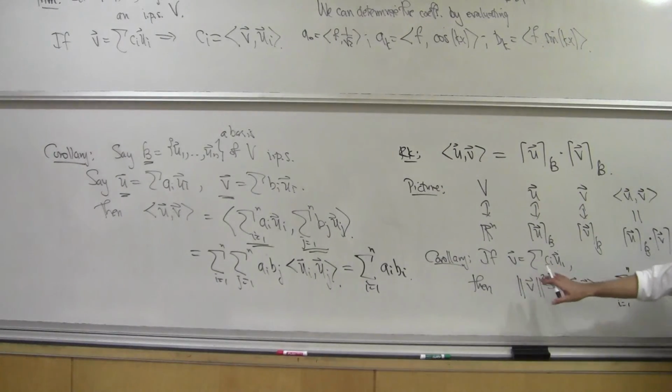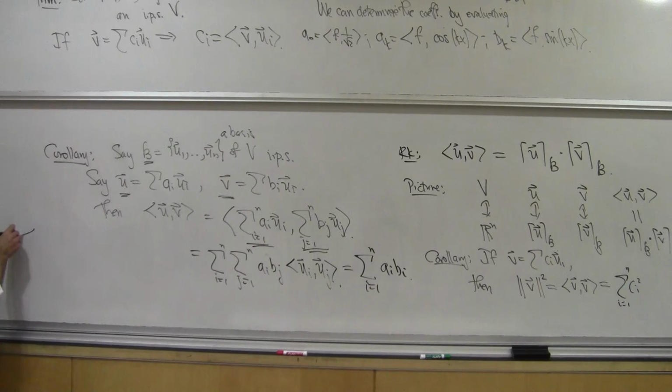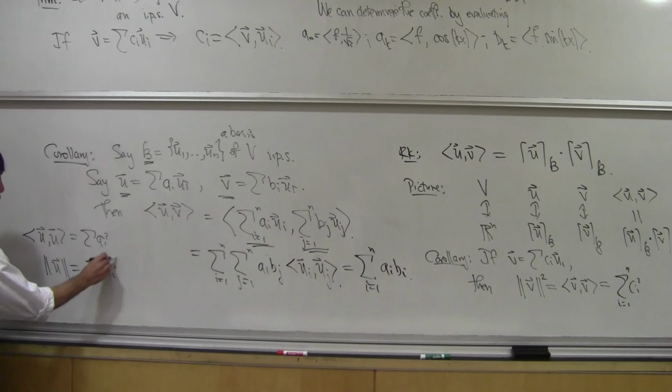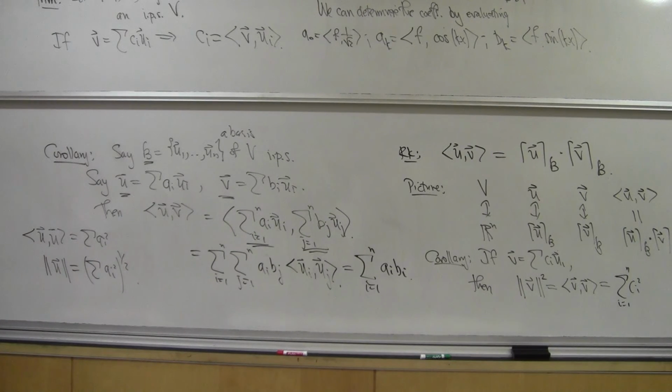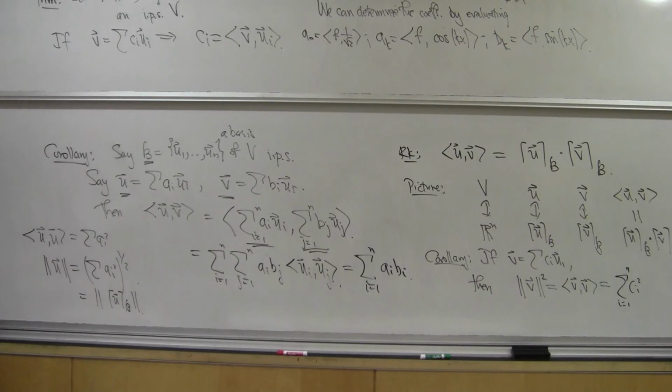Okay, so this last thing is just the same thing as before. It says, look, what if we take them to be the same? If we take u and u against each other, we're just going to get summation ai squared. But that tells us that the norm, which is the square root of that, is the summation of ai squared to the 1/2, which is the magnitude of the coordinate vector, in the L2 sense, in the normal Euclidean sense.